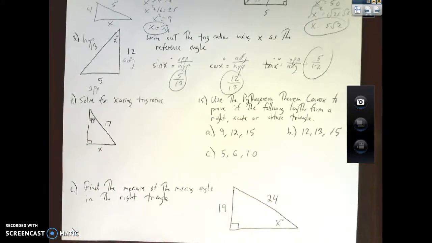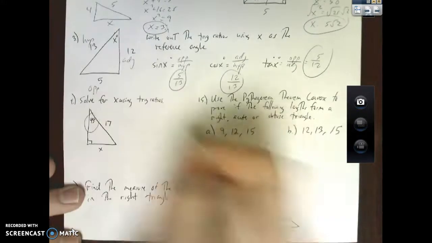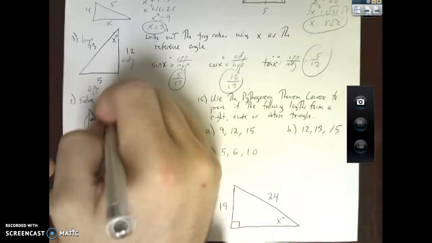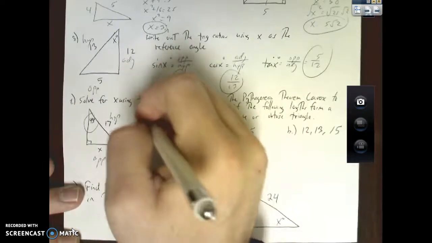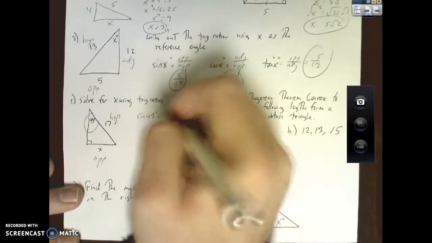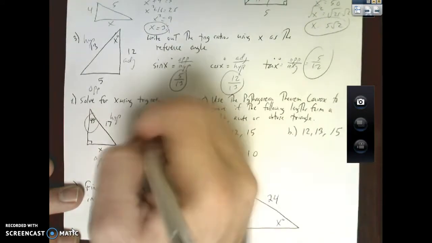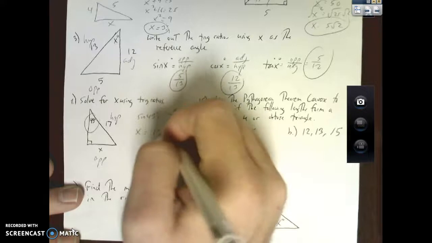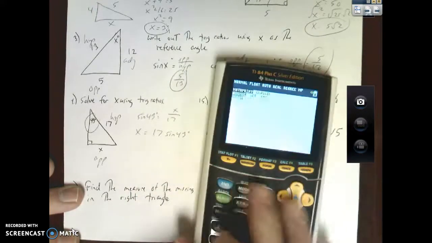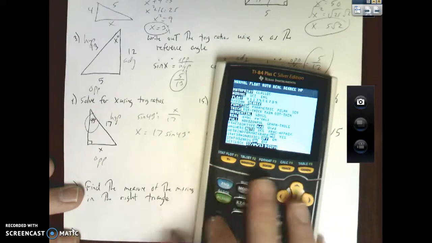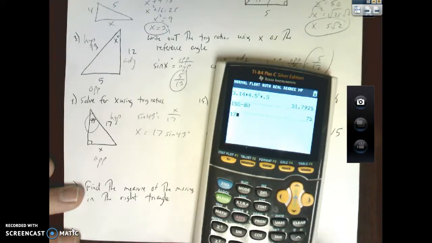Sweet. The one down here, 14. Okay, solve for x using trig ratios. Here's your angle. This is opposite. This is hypotenuse. So O and H is sine. Sine of 43 degrees equals x over 17. Solve for x, multiply both sides by 17. So, if I'm doing this, make sure I'm in degree mode, which I am in this problem. We'll remind you for the test. 17 times sine 43, 11.59.